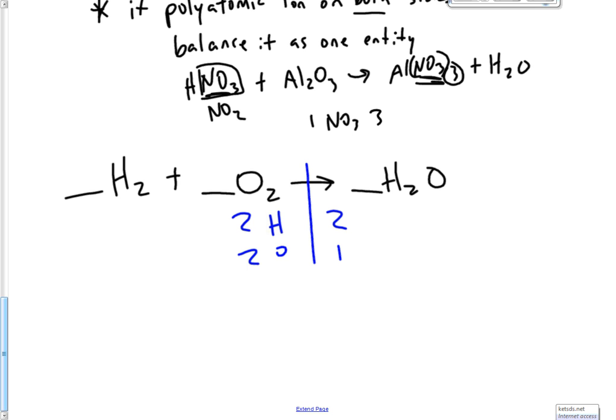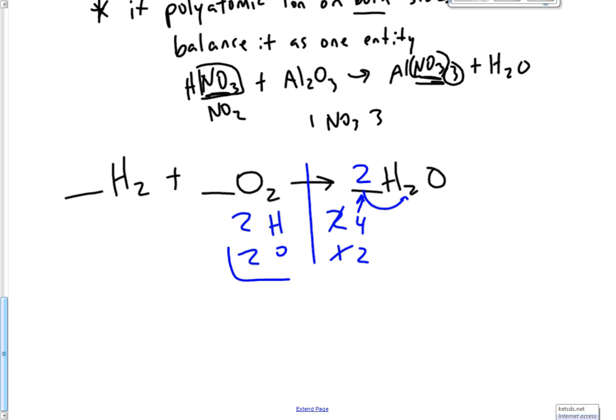Okay, so what you're going to do is you're going to see that the only thing you have not balanced here is oxygen. So we're going to put a 2 in front of this oxygen because we want to get 2 oxygens to match the left side. So 1 times 2 is going to give us 2, so we put our 2 right there. Now that gives us 2 oxygens, but it also changes our hydrogens because 2 times 2 is now 4. So now we have 4 hydrogens where we only had 2.